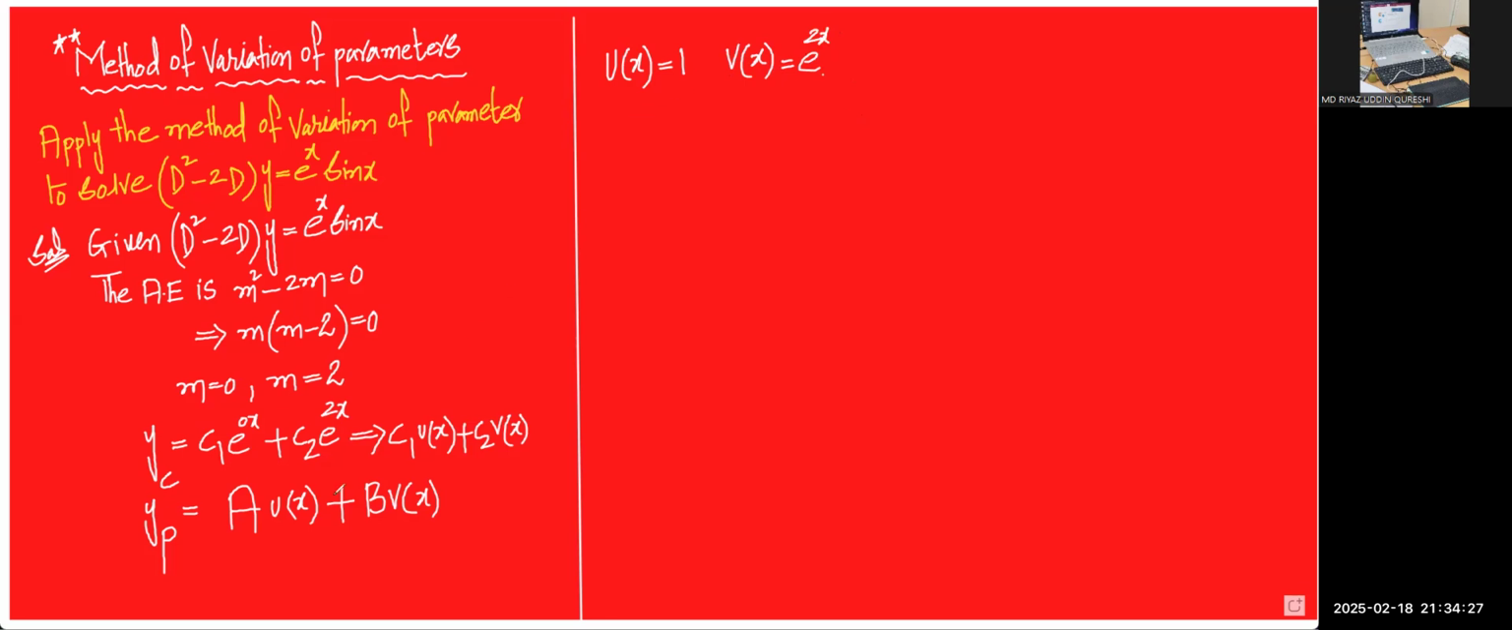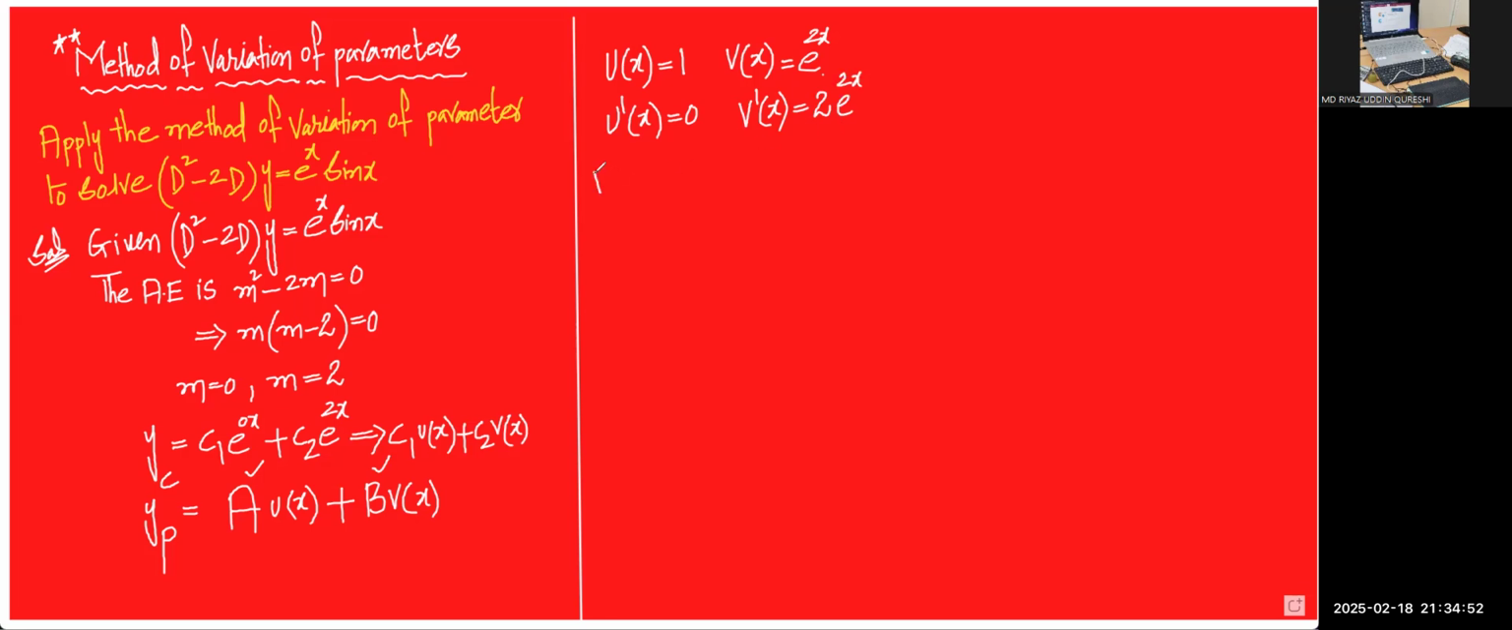Okay, now our main target is to find this a value and this b value. I will show you how to find. Find u dash of x: derivative of the constant is 0. Find v dash of x: this is e power 2x, derivative is e power 2x into 2. So I wrote 2 before only.